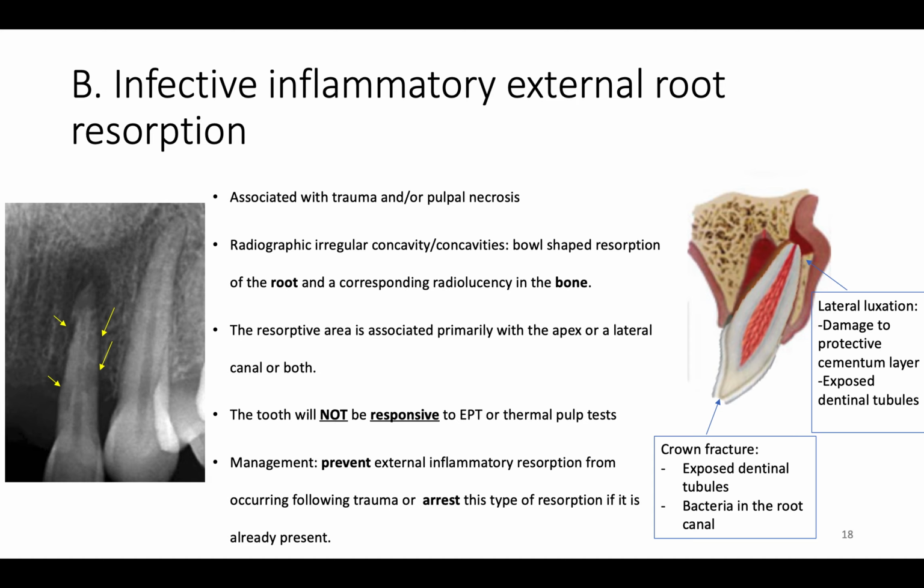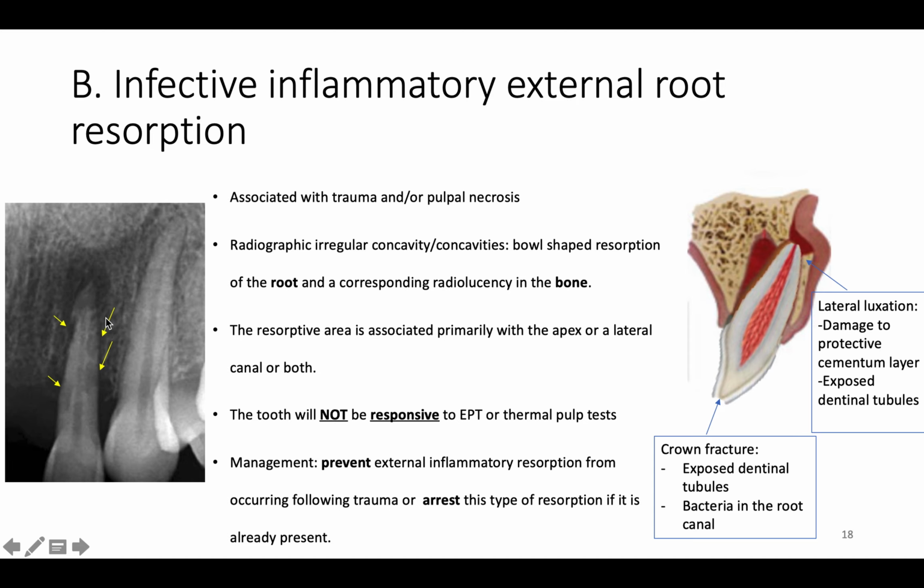In surface resorption, you will just see a change in the contour of the root surface. However, the lamina dura, the bone, and the periodontal ligament space will all be normal. However, in the infective inflammatory external root resorption, you will see bowl-shaped resorption cavities in the root surface with corresponding resorptive defects in the bone itself, and the lamina dura will be lost, and the periodontal ligament space will be wider than in the other normal areas.